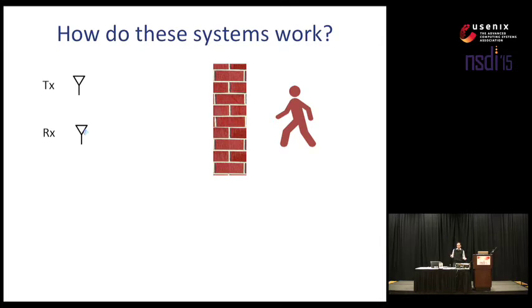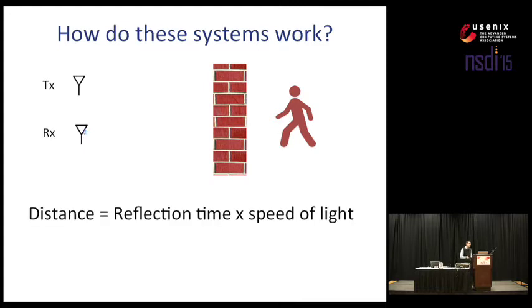Now, to compute the distance, they use a very simple equation, which we all know, which is that the distance is equal to the speed of light multiplied by the reflection time. So if they can measure the reflection time and they know the speed of light, then we're golden, we can get the distance. So how do they measure the reflection time?